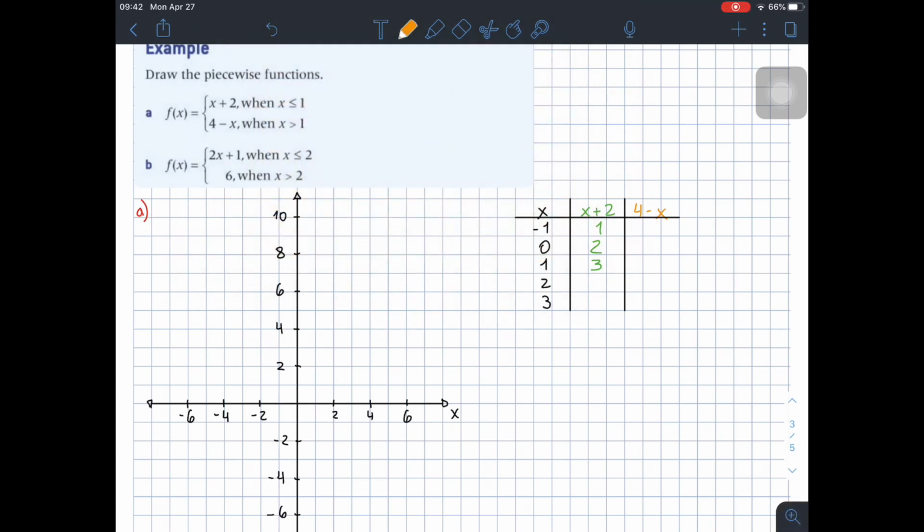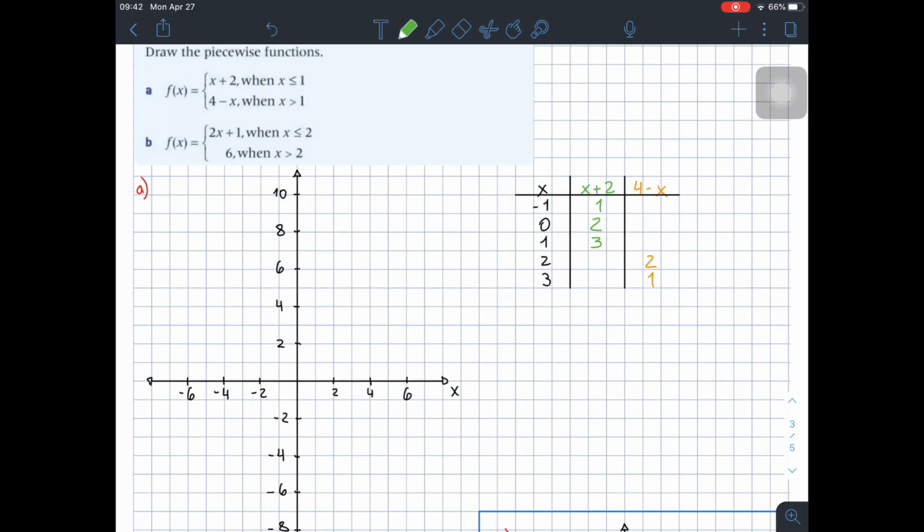Then for x equals 2, I'm going to be looking at the second function because x is already greater than 1. So 4 minus 2 gives us 2. And finally, 4 minus 3 gives us 1. Once we have these points, we're going to plot the points onto the graph. So -1, 1, that's here. Then we have 0 and 2, that's here. And finally 1, 3, that's right here.